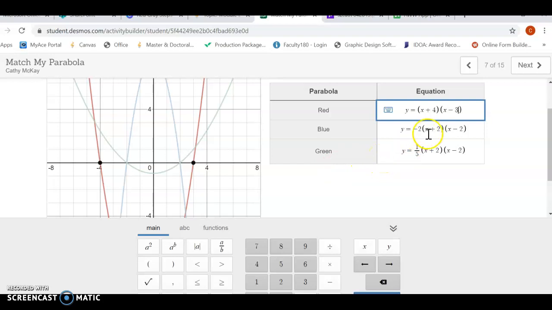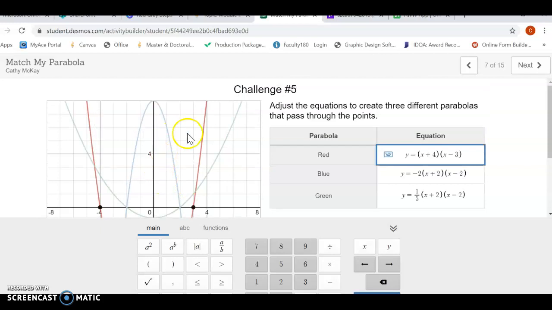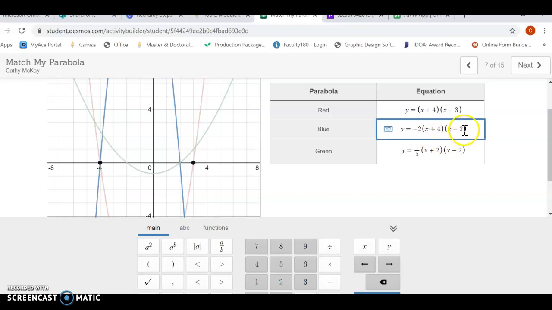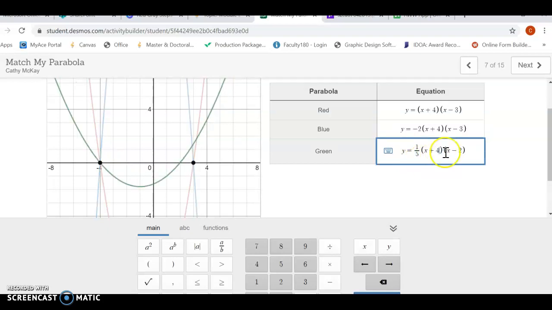Now let's look at my blue one. Now my blue one is upside down, so it already gives me that -2. So I'm going to go ahead and do +4, and there we go, and then -3, and it's through that point. And now we have the y equals 1/5, x + 2, x - 2, so I'm going to go ahead and change that to +4, and then -2 is now +3.